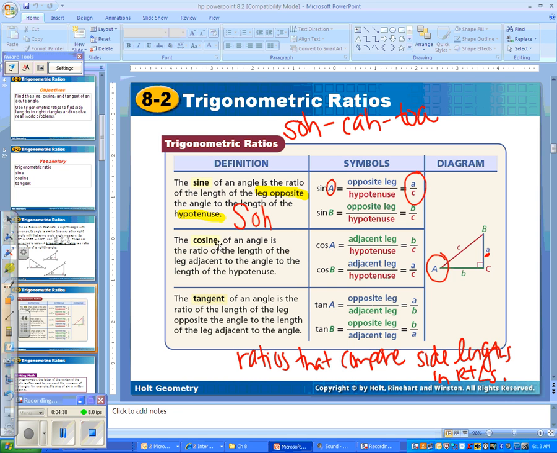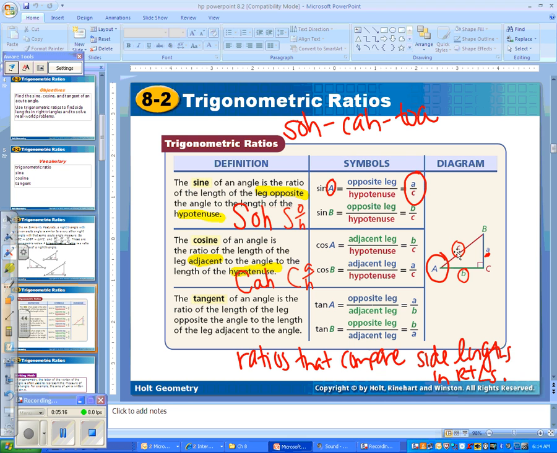If I wanted to talk about cosine, it talks about the length of the leg adjacent, which means touching that angle, as well as the hypotenuse. Now, the leg adjacent and the hypotenuse will never be the same. So cosine compares the adjacent leg to the hypotenuse. And sometimes people write it like this. I've had students write it like that, which I think is smart as well. So if I wanted to talk about cosine of angle A, it's not the opposite side. It's got to be the adjacent leg. So it's got to be B over the hypotenuse.